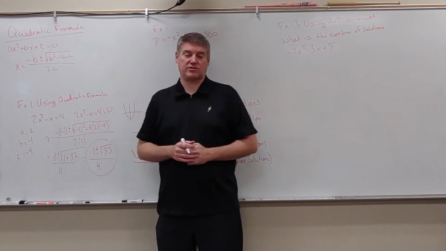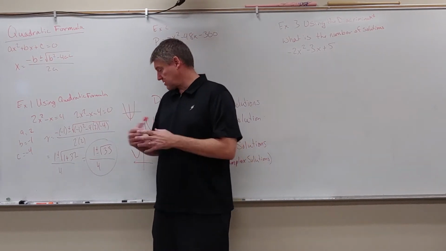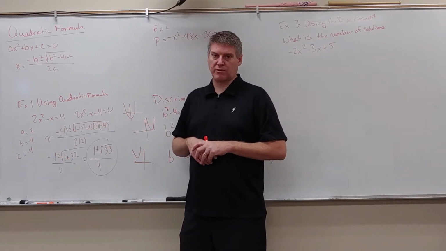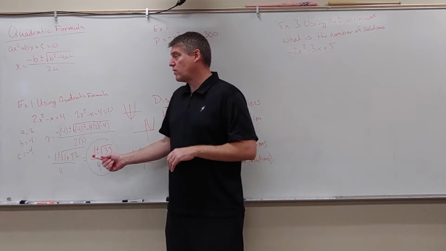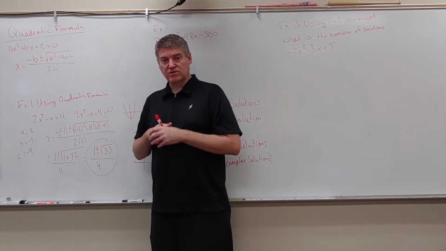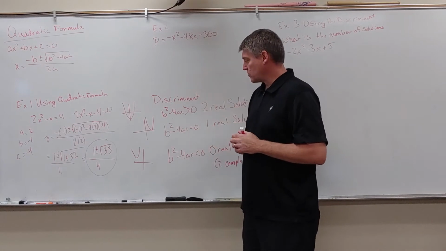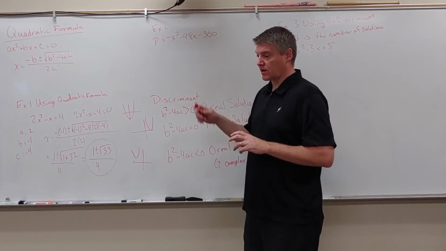It has two answers, right? 1 plus the square root of 33 over 4 and 1 minus the square root of 33 over 4. Two answers. That's using the quadratic formula. We're going to use one more here.